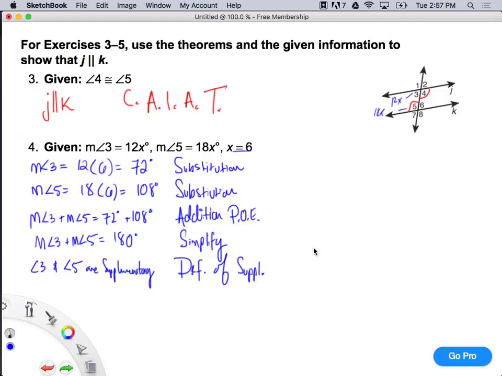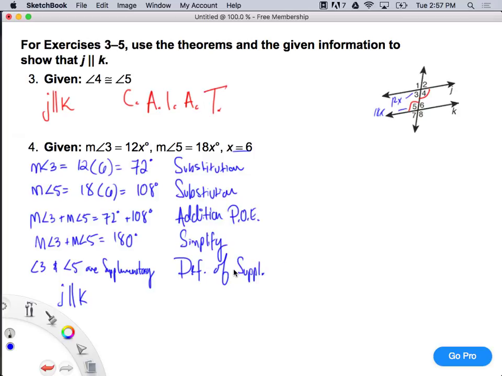I know that line J must be parallel to line K. And how do I know that? Because they're supplementary. She's out there. I thought she was coming in. By the converse, guys, let's stay focused. Let's not back up yet.